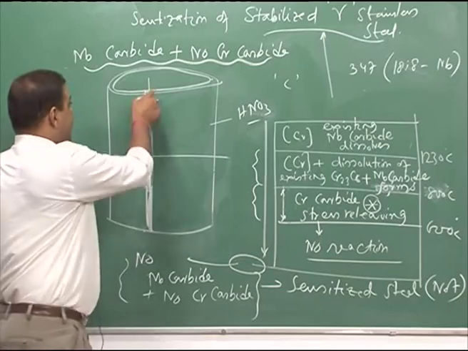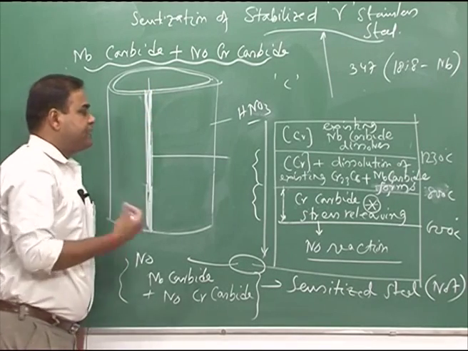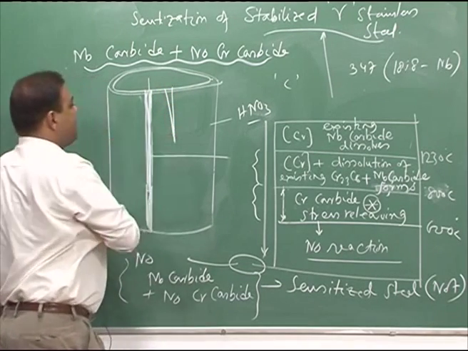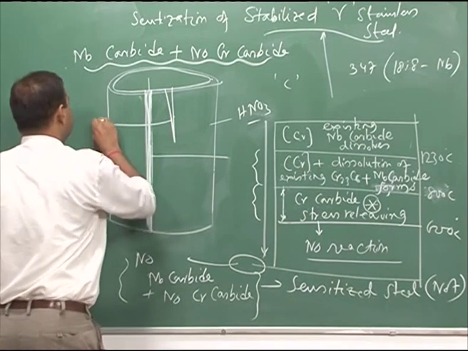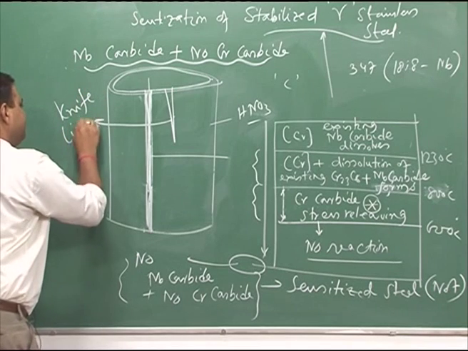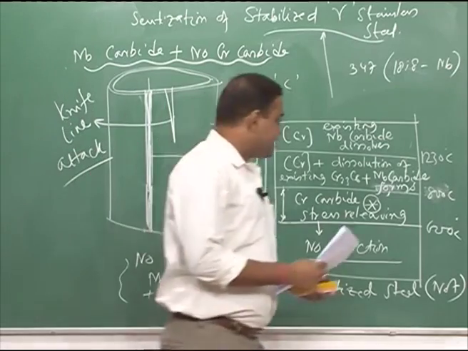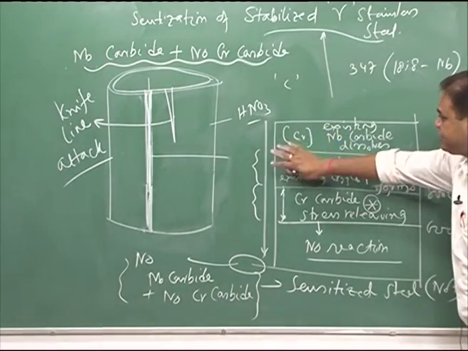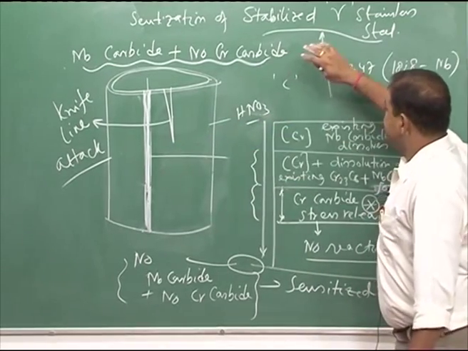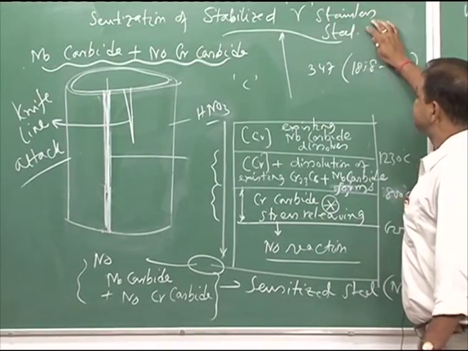and where? In the narrow zone. In the narrow zone of that welded part would become sensitized, and there would be a sharp intergranular attack and a sharp crack formation, which is nothing but knife line attack. So, it is actually this entire process, the knife line attack situation, that is basically happening due to sensitization of stabilized stainless steel.